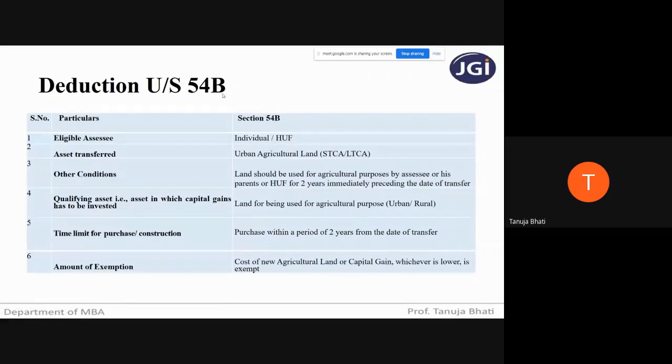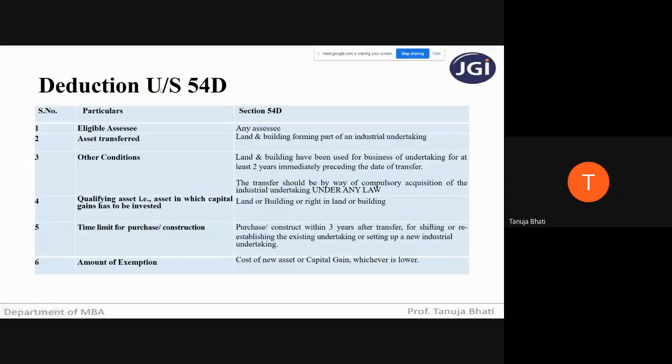Deduction under section 54B. Is this clear? Yes, ma'am. Okay.